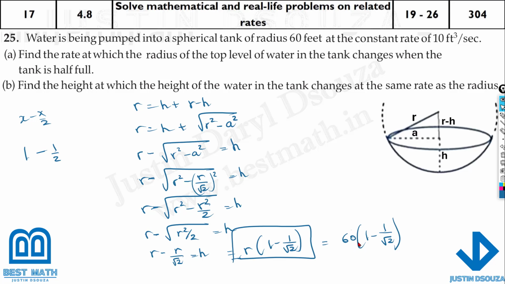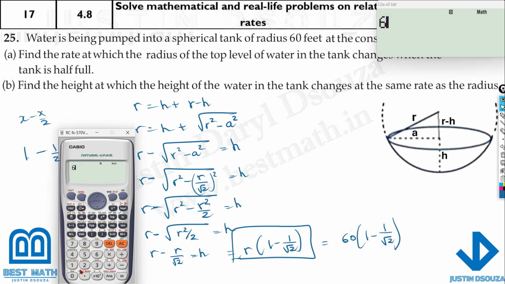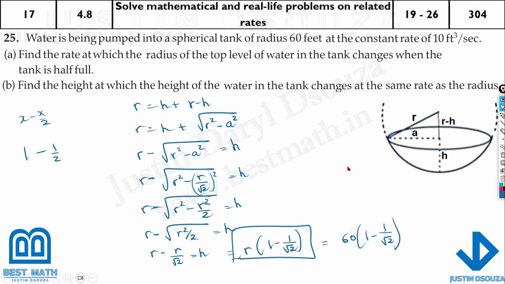Now everything is in terms of radius, and just put this in the calculator. Here then we have 60 times 1 minus 1 by square root 2. So close the brackets, and here we go. The answer is 17.57 feet. Or you can leave it like this in terms of feet, because everything was in feet. So that is the final answer.